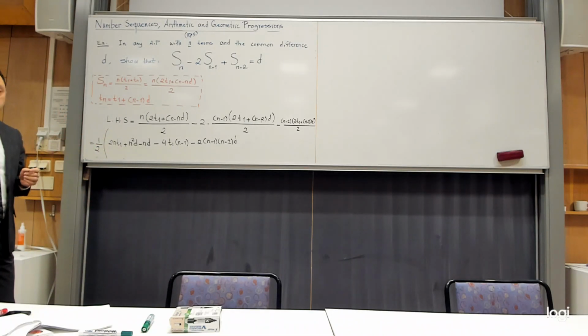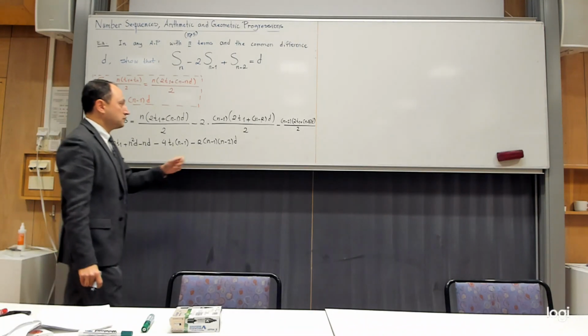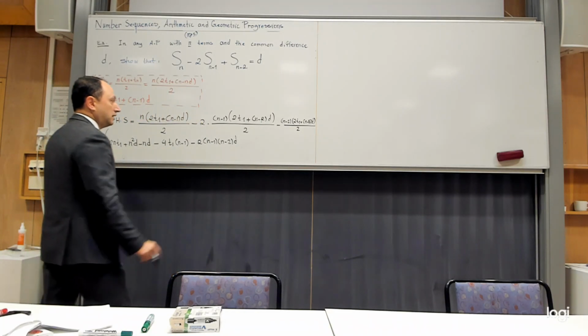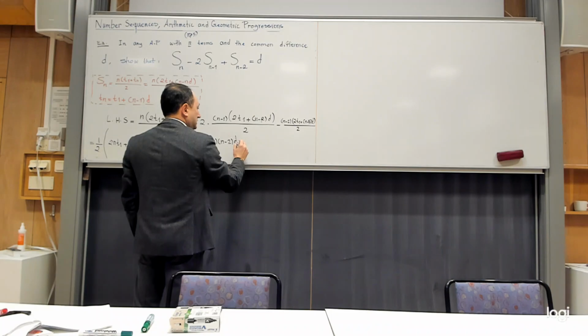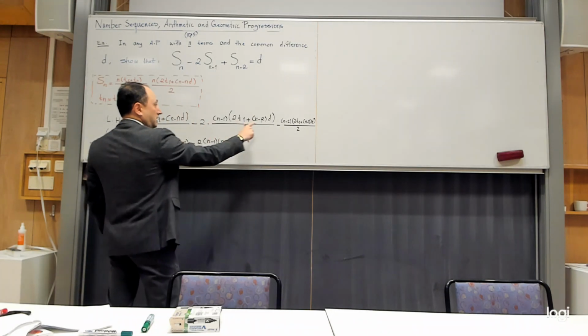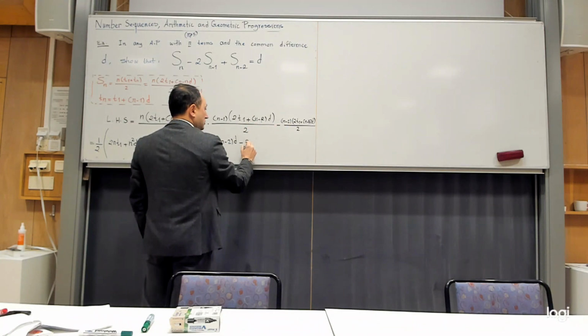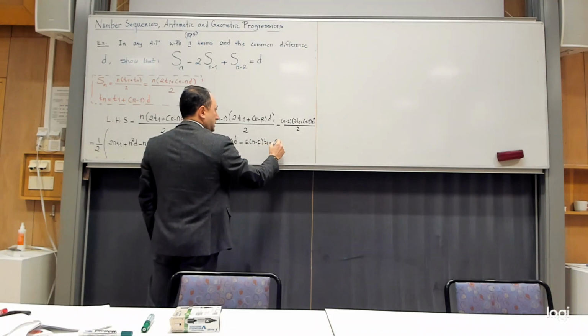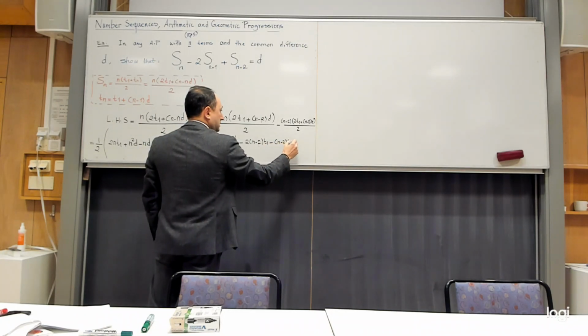Is that right? And I will do the same thing for the next one, but I have already taken care of this 2 in the denominator here by factoring it out. So what is left for me is to multiply this with negative sign, yes? So it becomes minus 2 n minus 1, n minus 2 t1, and then minus n minus 2 n minus 3 d.